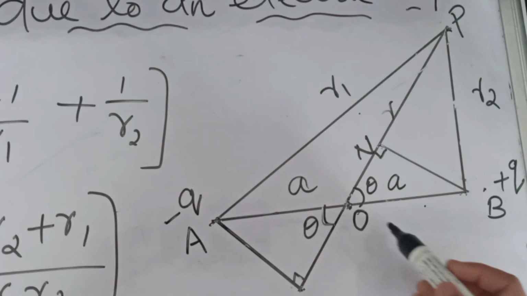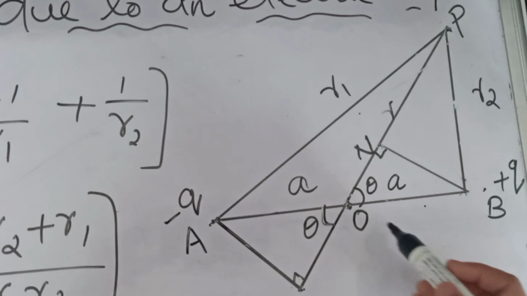So how we can find NP? Now we have ON and this OP also. So OP is the total distance R. So OP minus ON will be NP, right? So in such a way we can find NP. So what will be NP? Here OP is R. So R minus ON, that is A cos theta. So that will be R minus A cos theta.